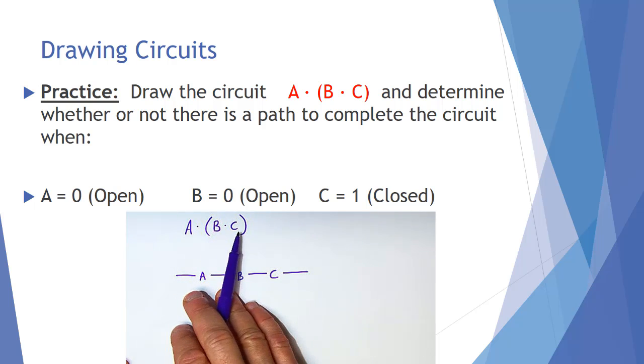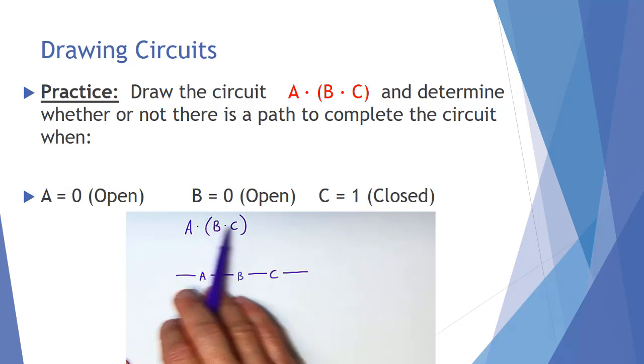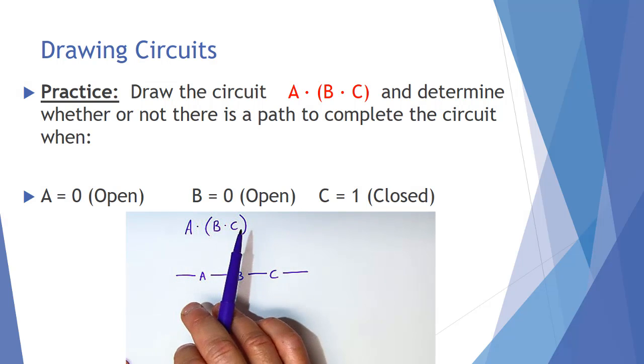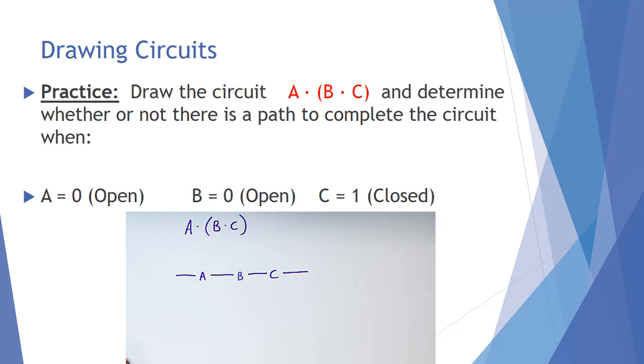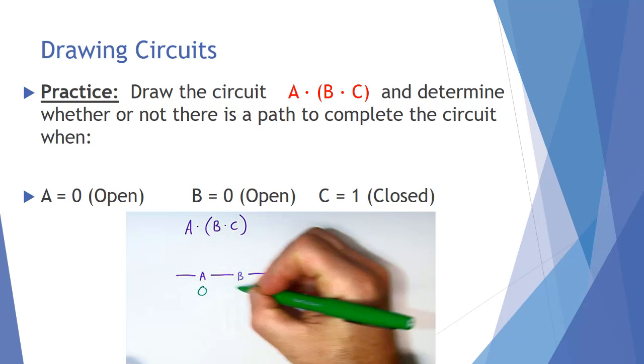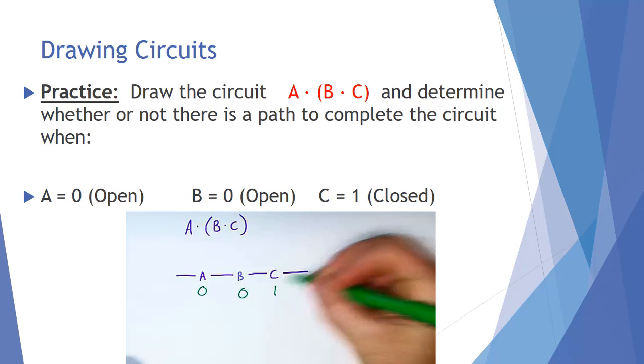That's not to say that parentheses don't matter. In our next lesson, we're going to see that parentheses matter a lot, but those are going to be some more complex expressions. Now, is there a path when A is 0, B is 0, and C is 1?